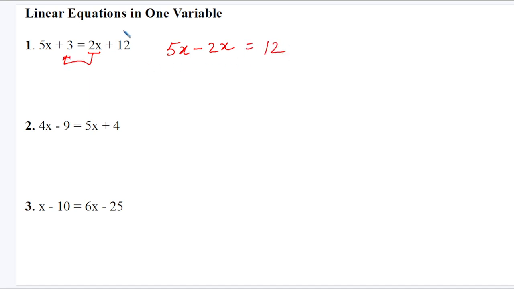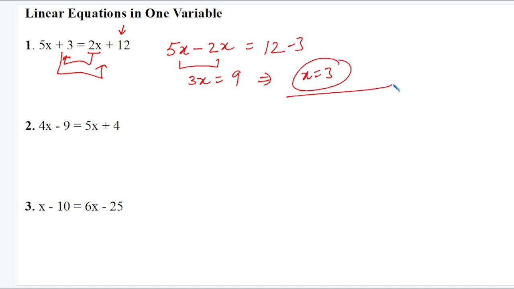And 12 we are left with, and I'll bring this 3 on this side. So this will become minus 3. 5x minus 2x is 3x, and this is 12 minus 3, so 9. Dividing both sides by 3 will give you x is equal to 3. That's the answer. An easy problem, one variable.